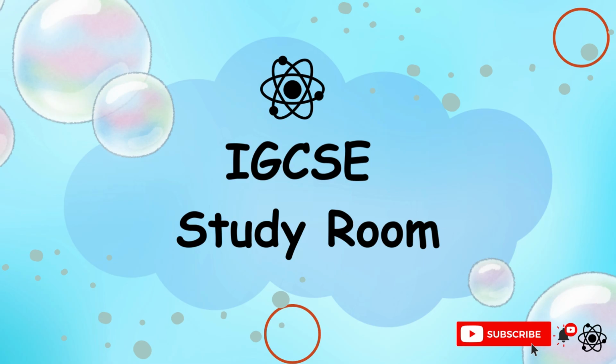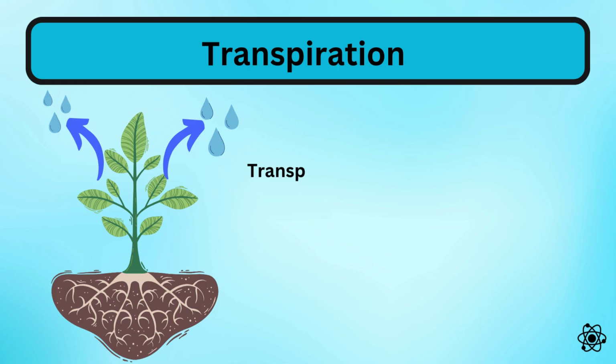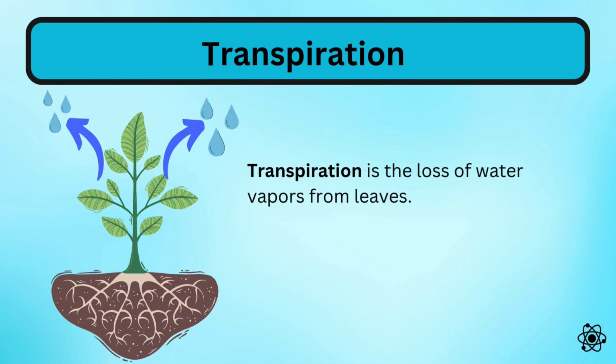This video summarizes part 2 of chapter 8, Transport in Plants. Let's talk about transpiration. Transpiration is the loss of water vapor from the leaves.